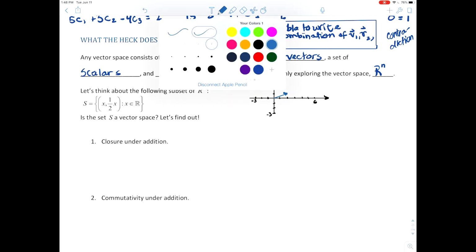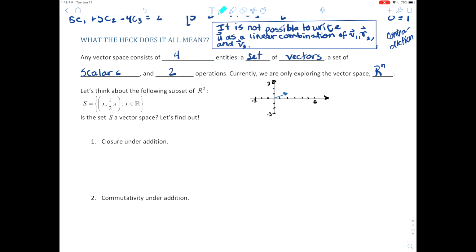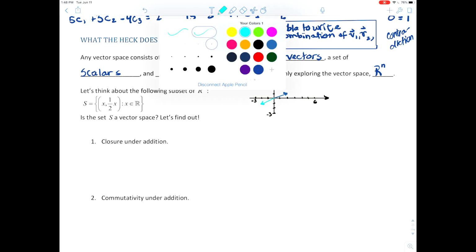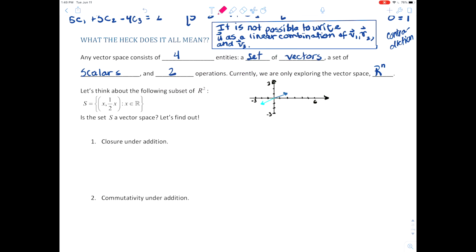I'll make the illustration larger in a second. And just continuing on with some other possibilities, if x was -2, you'd be at -1, correct? And so this would be another vector. If x was 6, where would we be? Over at 3, right? And so on and so forth. There's infinitely many vectors along this line, right?